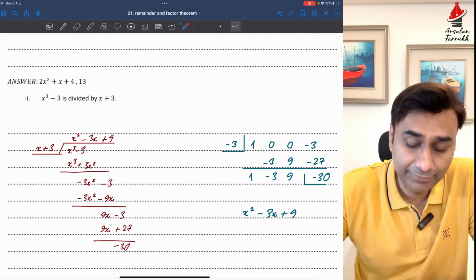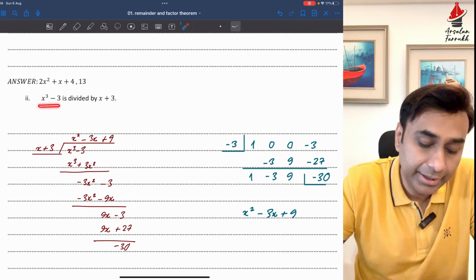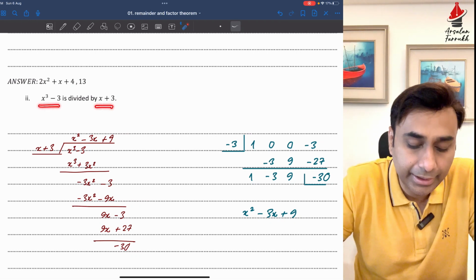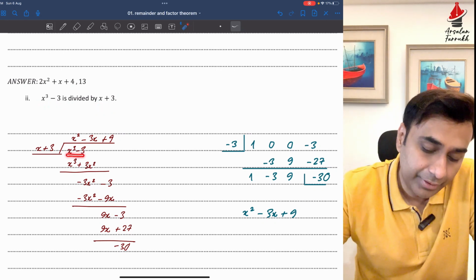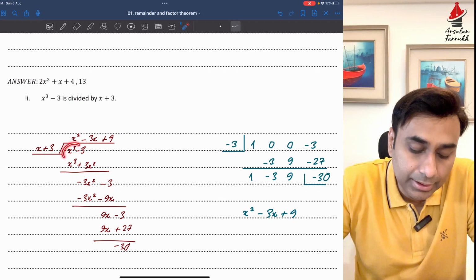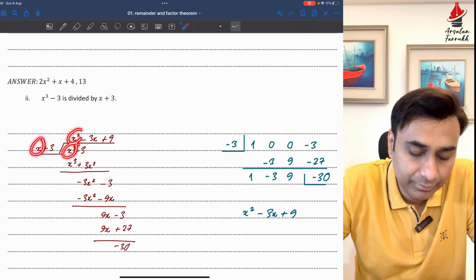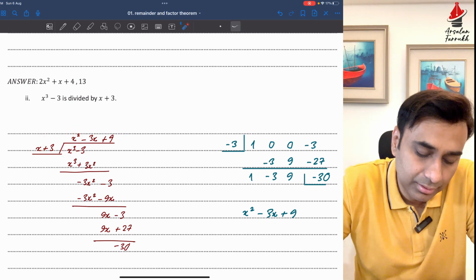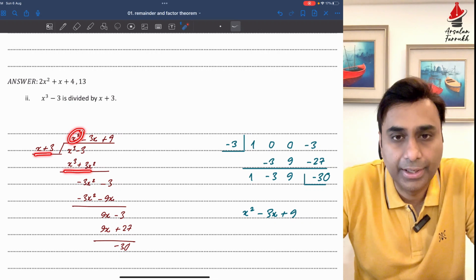Let's have a look at another example where I had to divide x cubed minus 3 by x plus 3. When I had to divide this, obviously I wrote x cubed minus 3 over here and x plus 3 over here. I divided x cubed by x, and I got x squared. And then I multiplied x squared by x plus 3. I got x cubed plus 3x squared.